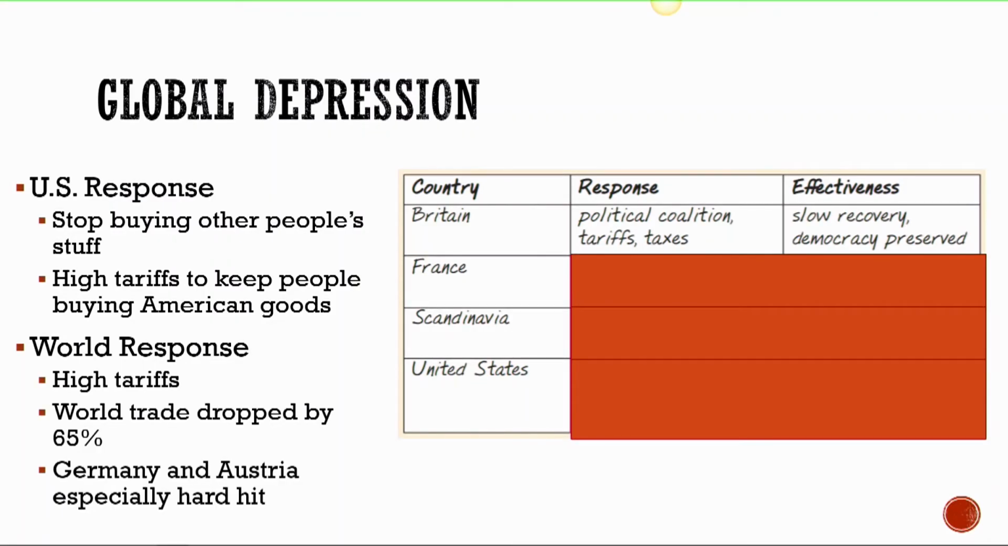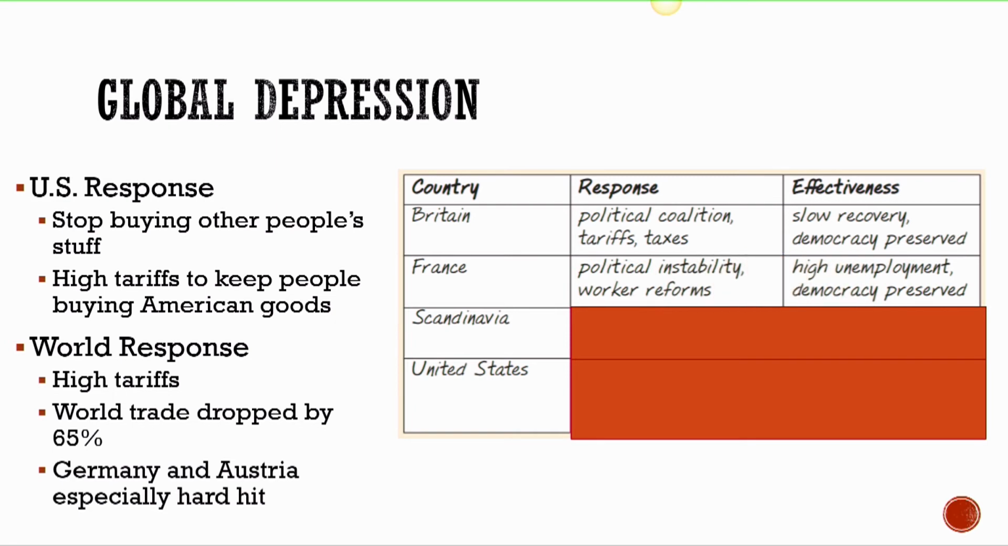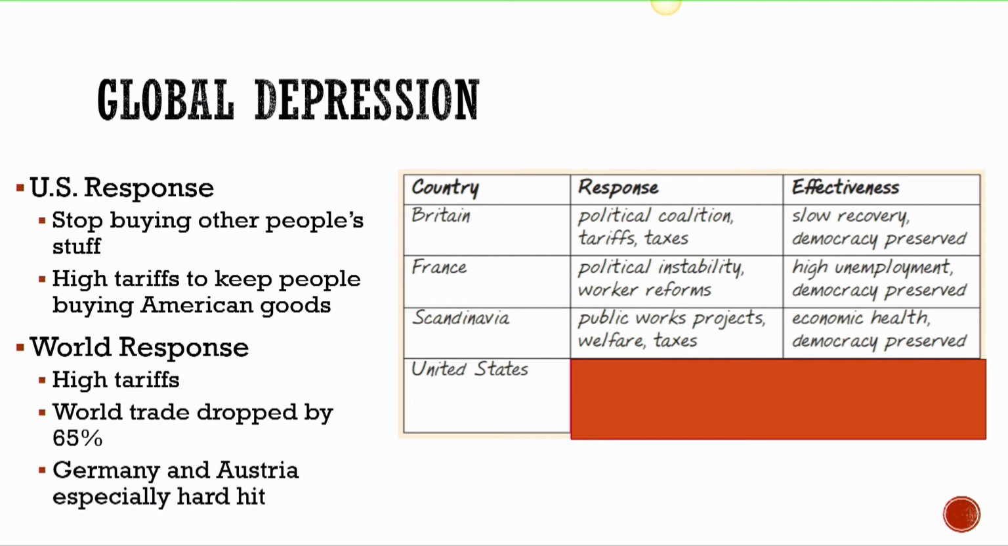Britain, they tried to get along. They formed a political coalition, instituted tariffs and taxes that actually slowed this depression. Recovery was steady but slow, but the democracy that was there was preserved. France didn't go quite as good. There was more political instability, but there were enough reforms, and even though there was high unemployment, democracy was preserved. Scandinavian countries of Norway, Sweden, and Finland instituted large public works projects and welfare for the elderly and poor, and high taxes. It actually resulted in economic health, democracy preserved.